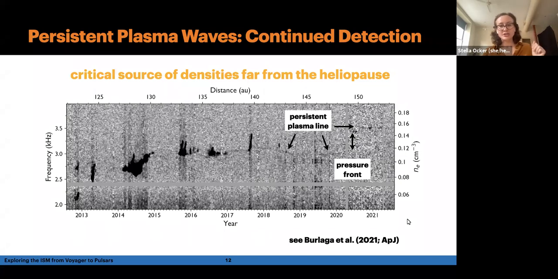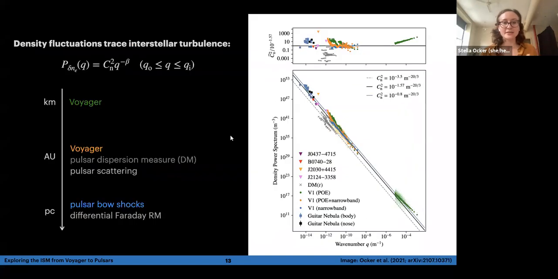Now I'd like to transition into talking about how we actually use this density information from Voyager 1, in my case, in order to study the properties of turbulence. And so one of the main ways that we characterize density fluctuations in the ISM is using the turbulence wave number spectrum, which is given by this equation here. And so the power spectrum of density fluctuations depends on wave number q, which is inversely proportional to the length scale of the density fluctuations.